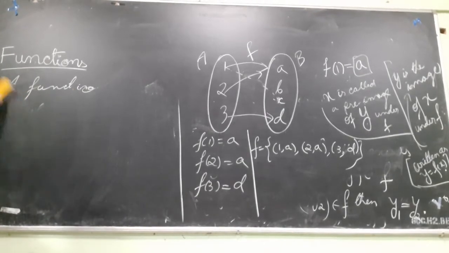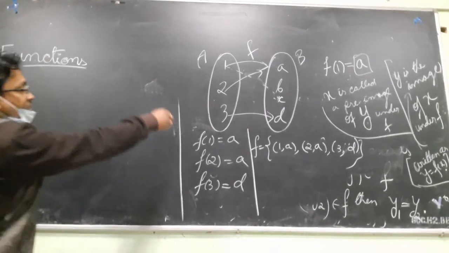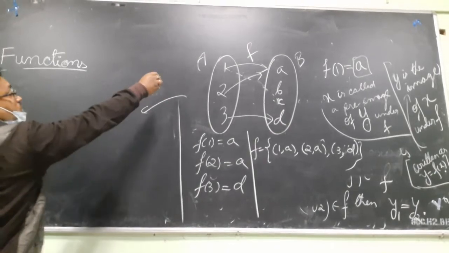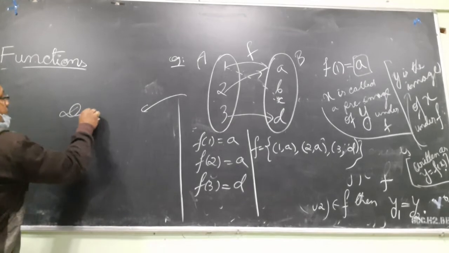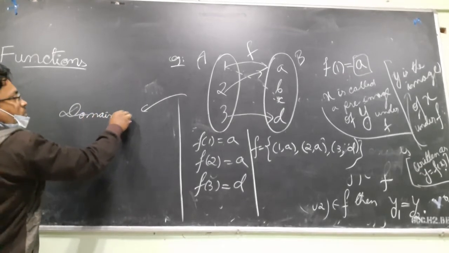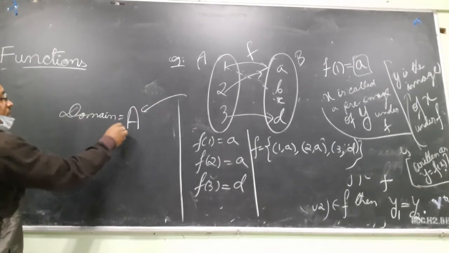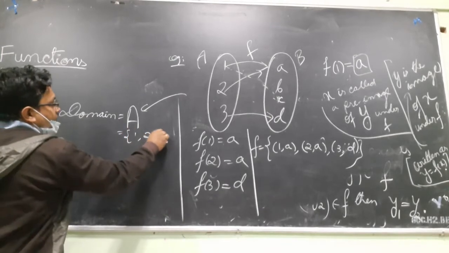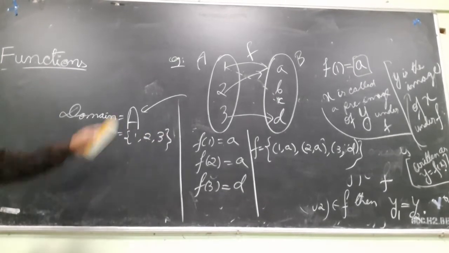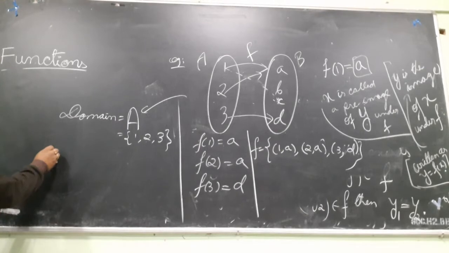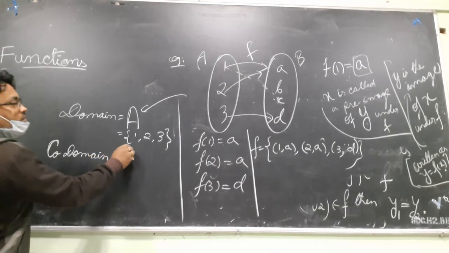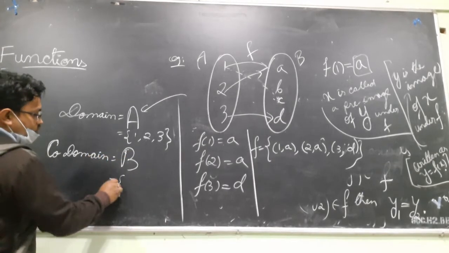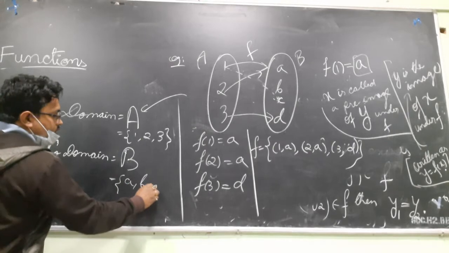So here let us see. For this function, this was one example. For this function, the domain is equal to A, this set 1, 2, 3. The function is defined on this set. And B is the codomain of this function. The codomain is B, the set A, B, C, and D.